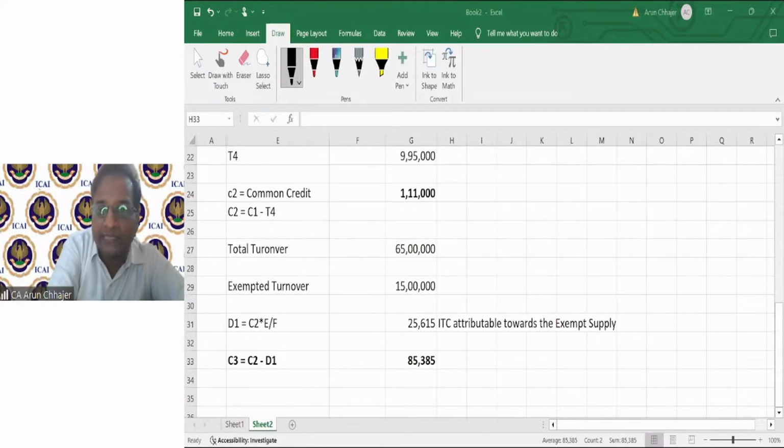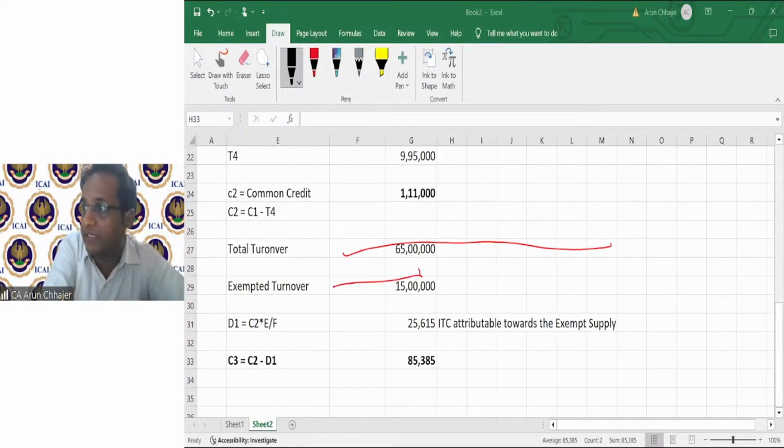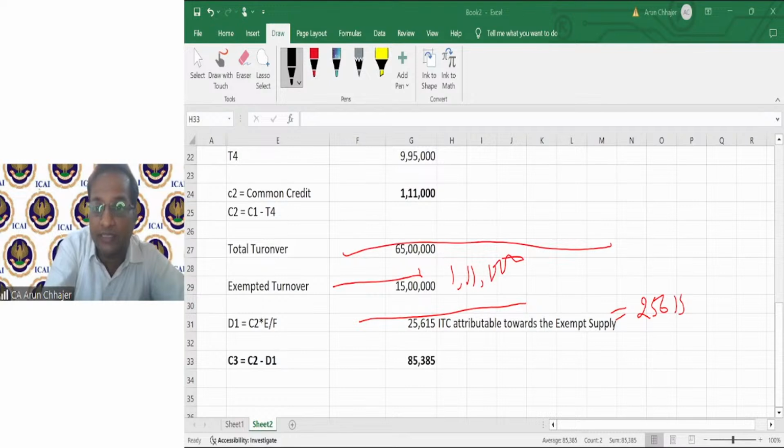यहाँ क्या कह रहा है? ITC credited to the electronic credit ledger, we have discussed common credit. C2 की हमने बात कर दी, 111. ठीक है. ITC attributable toward the exempt supply, we have discussed 25,615. इतना ही था ना?